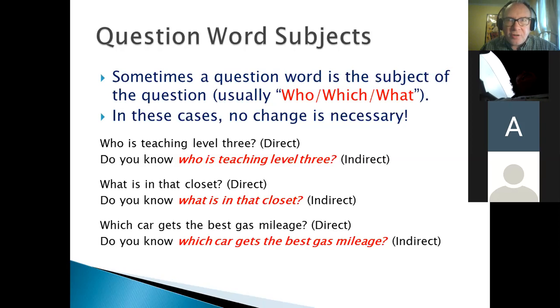Then teacher is the subject, right? My teacher is Mr. Webb, right? Or if I say, what did you do on Friday? You is the subject, right? Or if I say, which car are you going to buy? Right? So just because you have who or what or which doesn't mean it's the subject. Maybe it is, maybe it isn't. Depends on the question. But how do you know? Whenever you have question word verb, then it's the subject.